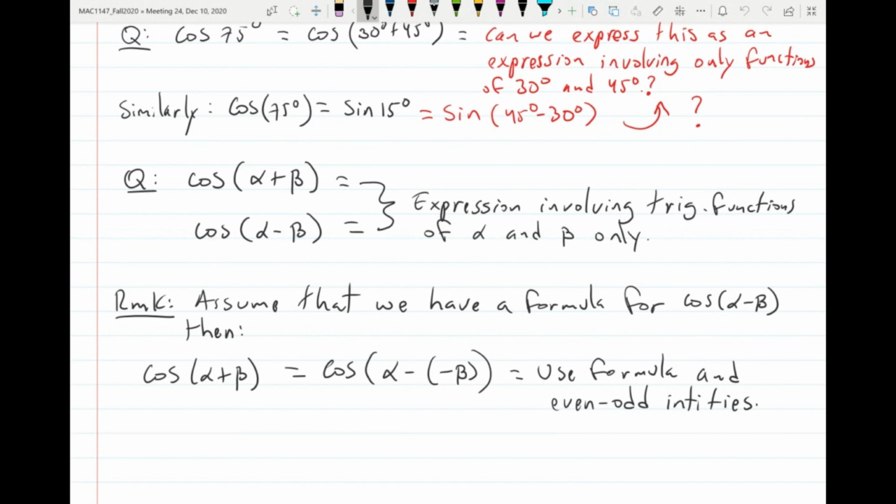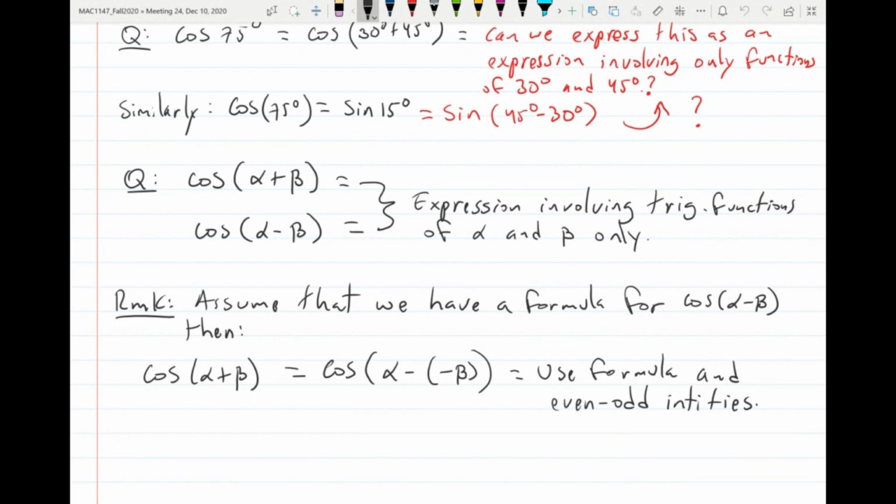Okay. So all I'm saying here is that if we already know a formula for cosine of a difference of two angles, then you will get for free the formula for the cosine of the sum. Because you can play this trick. You can write the sum as minus minus, and then you use the formula for the minus, and then one of the angles will be negative beta, but then you can get rid of the negative by using even odd identities. That's what they are there for, to get rid of the negative.